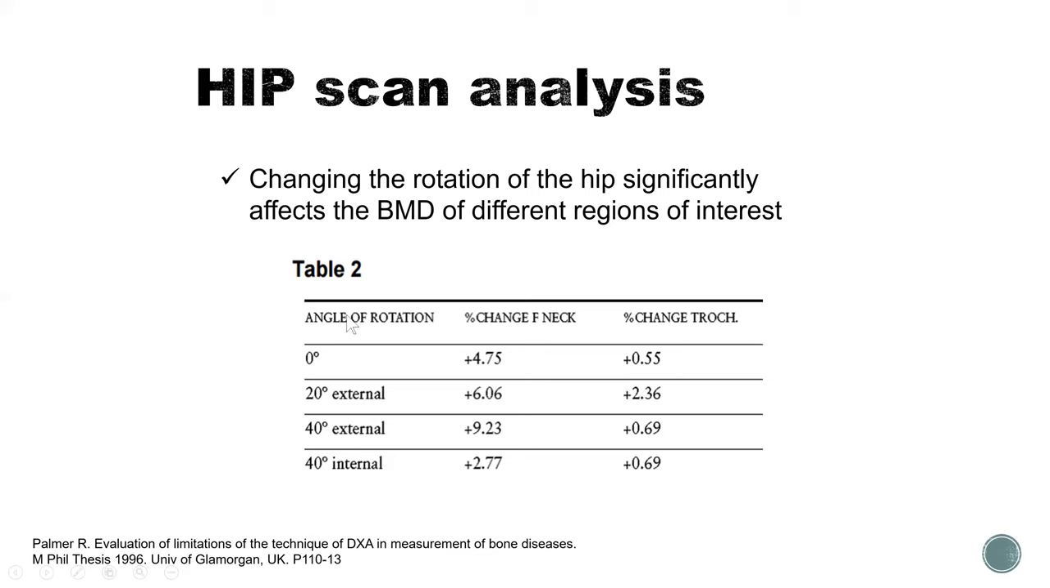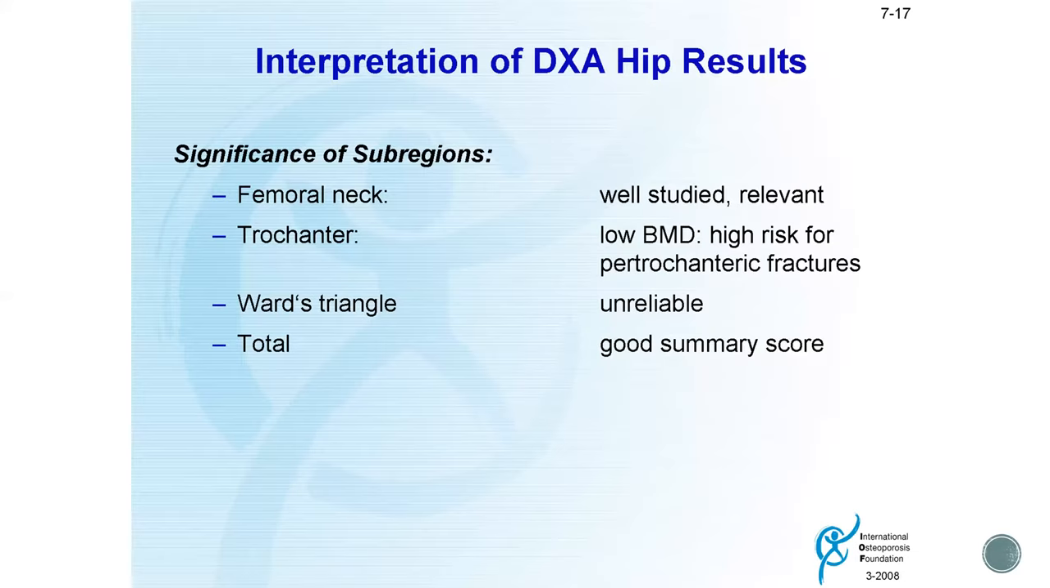So for the hip, it's certainly a little bit more tricky and not quite so accurate, but ideally you should look at it and make sure that, as far as you can tell, it's not over rotated internally or externally. Once you have that, then you have various regions in the hip. The basic thought here is that Ward's triangle is unreliable. It's that little thing in the middle. It's a calculated measure, so you don't use that to determine whether someone has osteoporosis or not. You can use the femoral neck, trochanter, or the total. Most people use either the femoral neck or total.